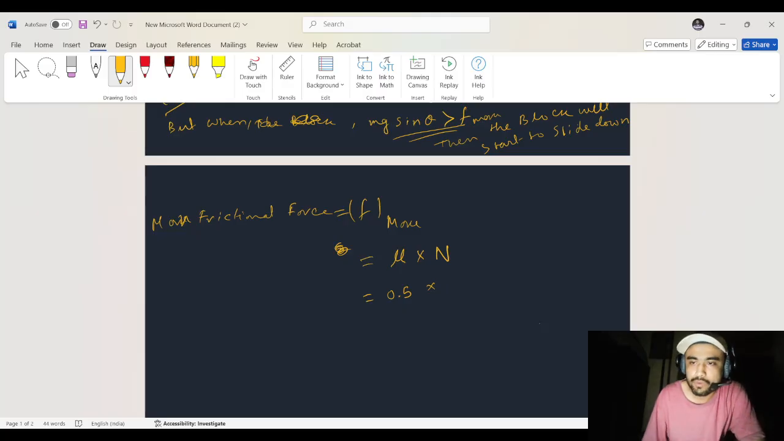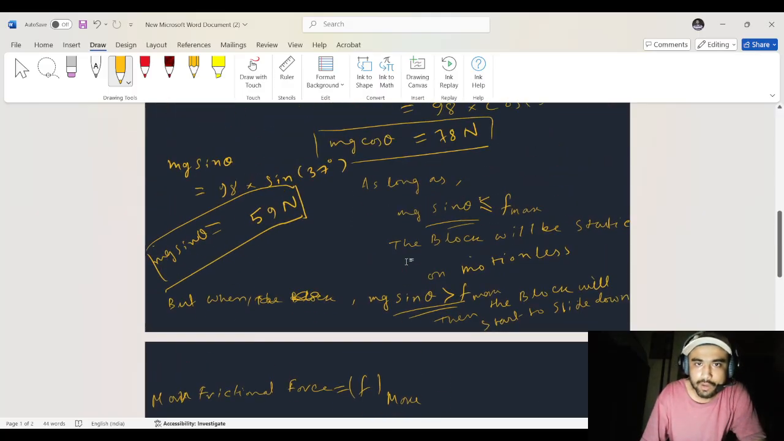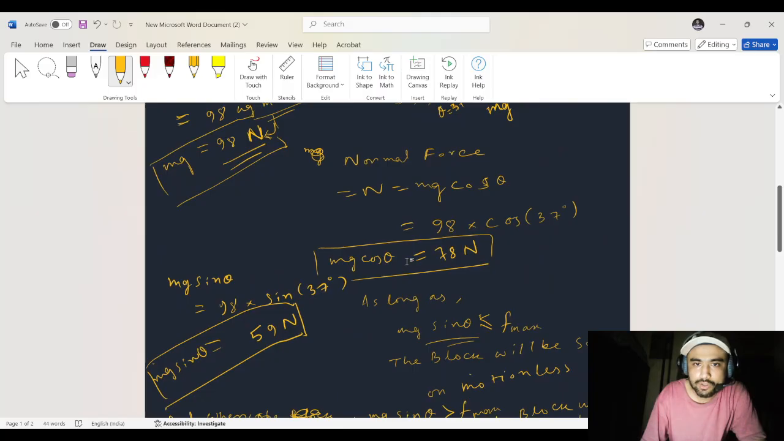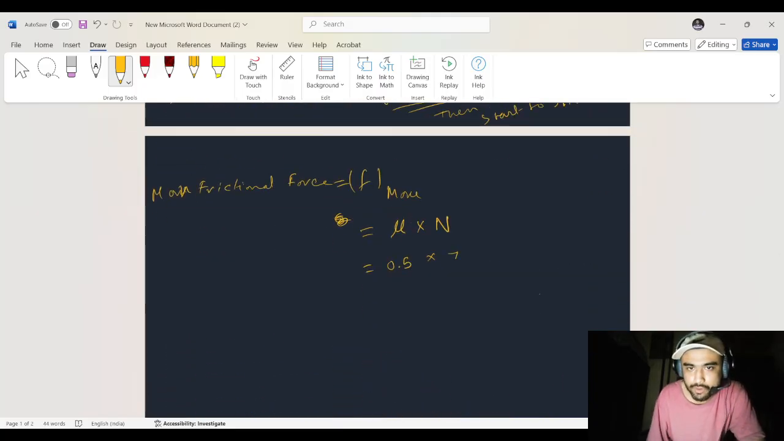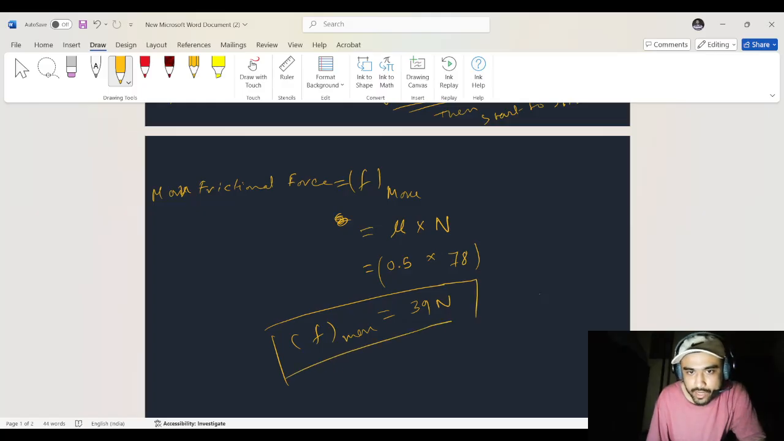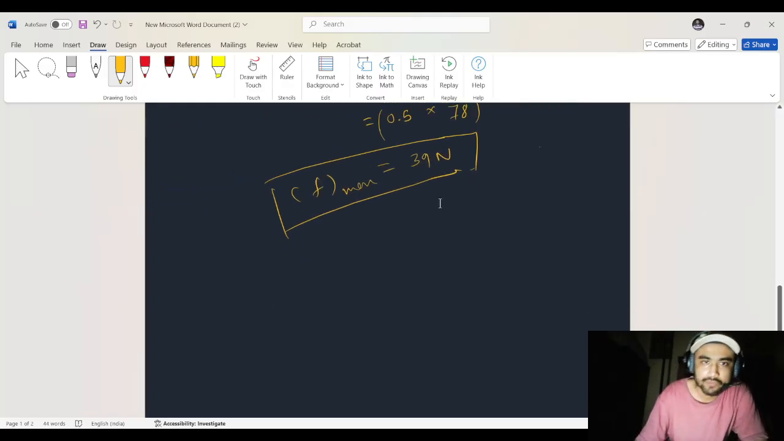Sorry, times the normal force. What is the value of the normal force? The value of normal force N is basically 78 Newton. I have already written 78 Newton. 78 Newton times one half is equal to 39 Newton. So the value of maximum frictional force F max is basically 39 Newton. Okay, fine.